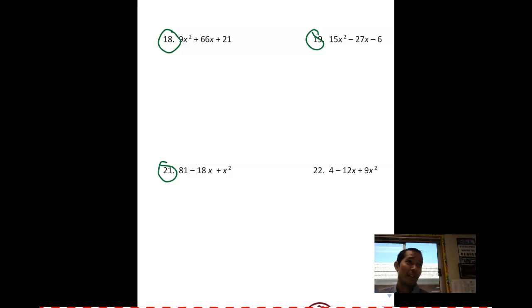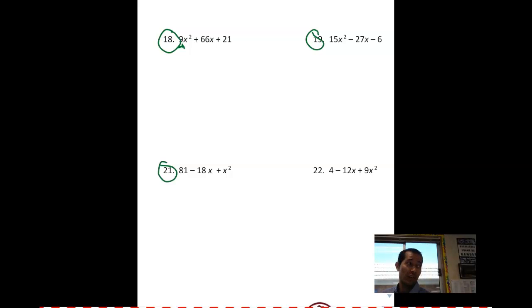Okay, so in this video, we're going to do 3 more examples. This should help you guys factor trinomials that, let's say, don't have a 1 in front, okay? So in the first problem, what do we notice? We notice that there's a 9 in front.